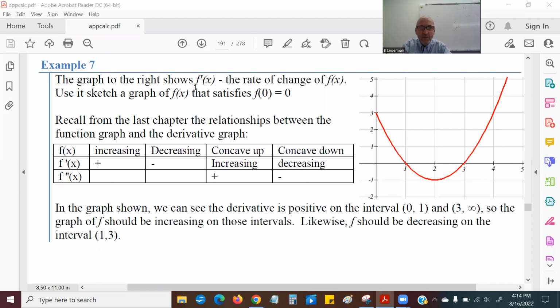The graph on the right shows f prime of x, and that, of course, is the rate of change of f of x. We all know that. And we want to use this graph of f prime to sketch a graph of f, and we want that graph to go through the origin. We want f of 0 to equal 0. So the first thing I want to say is that this graph here is f prime.